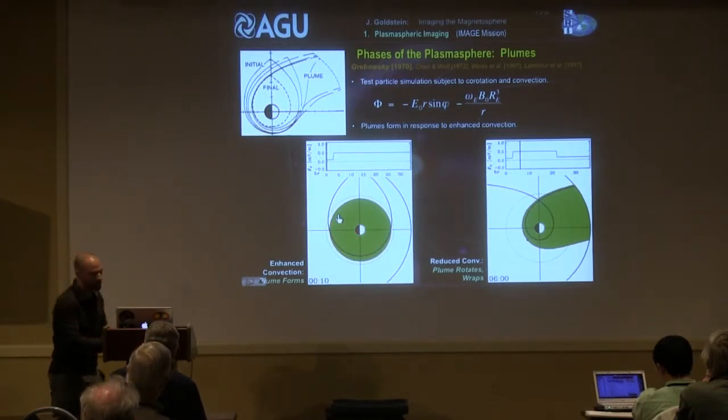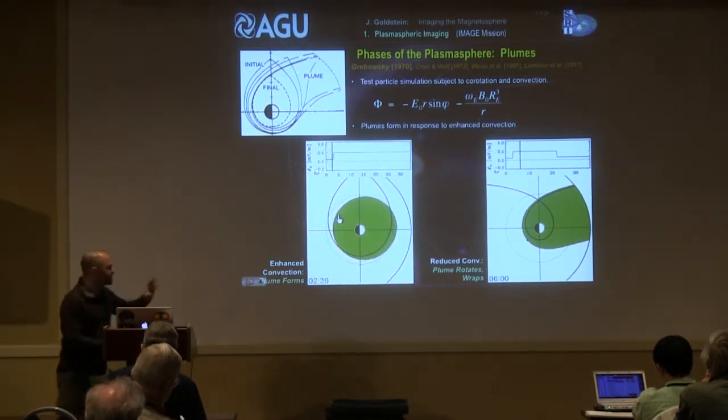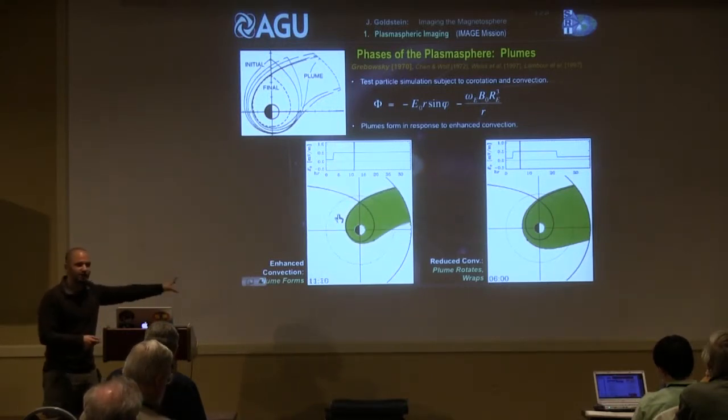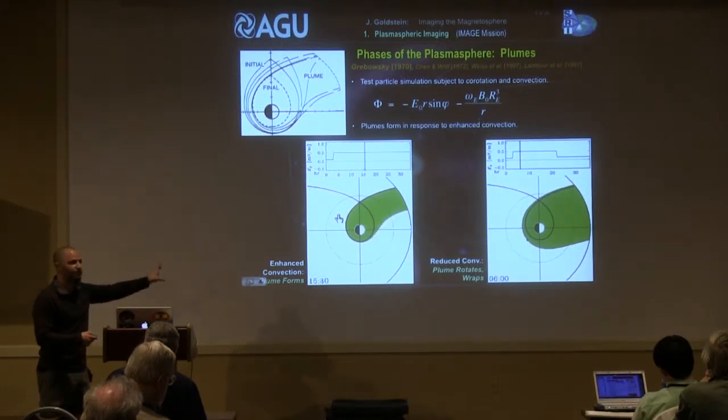So we're starting with a circular plasmapause and just running it. And this paradigm really explains erosion. You don't need SAPs. You don't need anything else. All you need is solar wind-driven convection, global convection, and you get a plume.